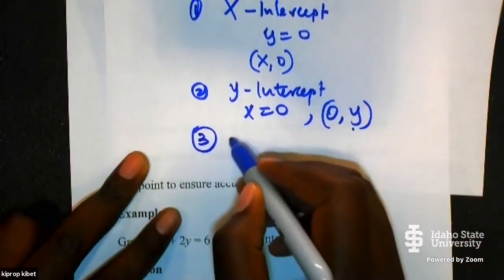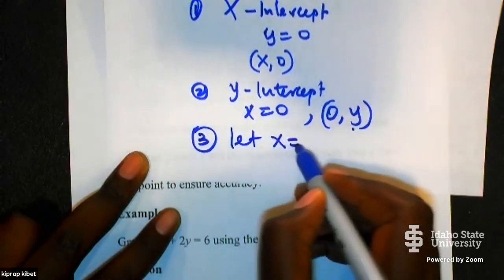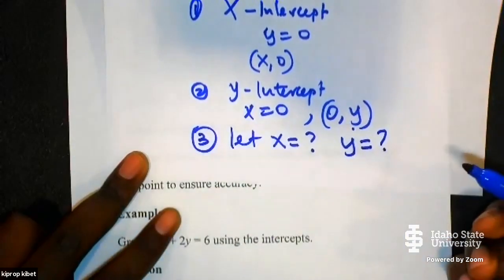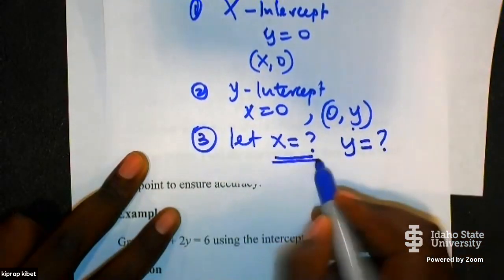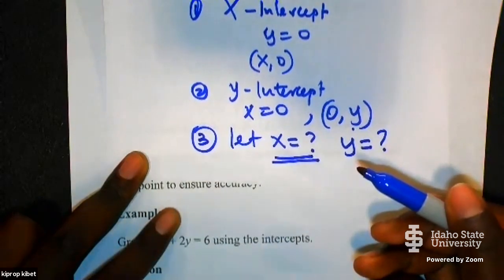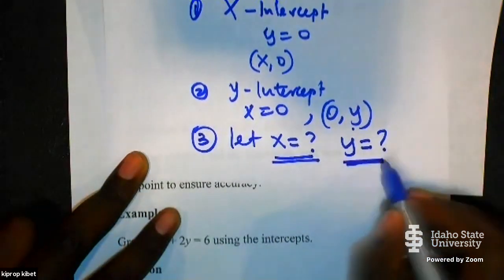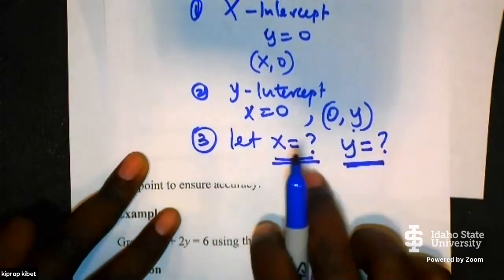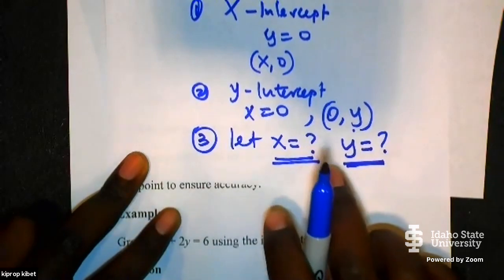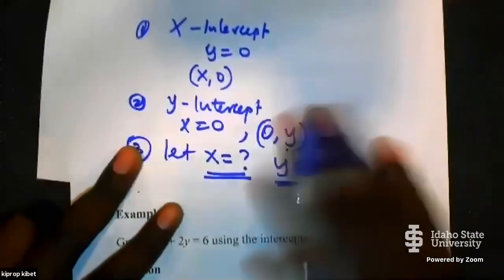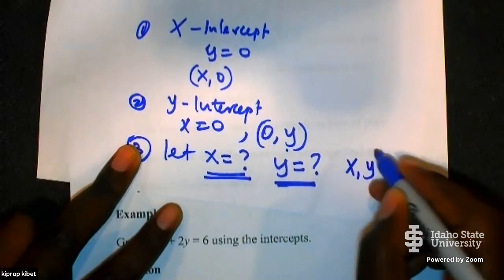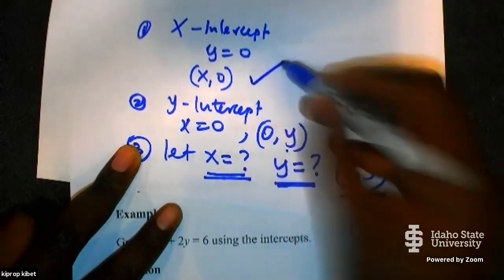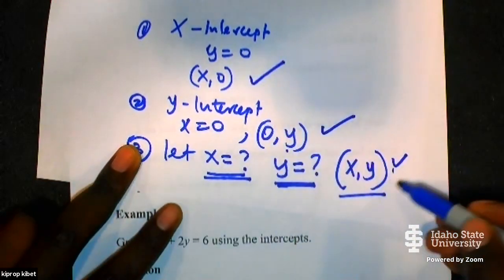So you can let x be equal to a number, or you can let y be equal to a number. When you let x be a certain integer, then you solve for the value of y. Or you can let y be an integer, and then you solve for the value of x. And this point will now be (x, y). So we'll have now 3 points: (x, 0), (0, y), and (x, y).